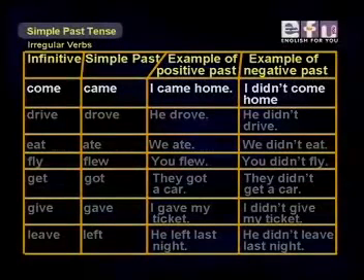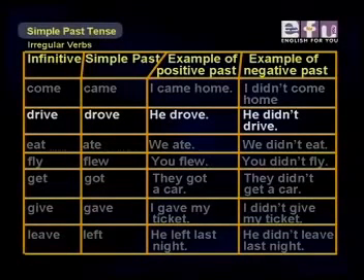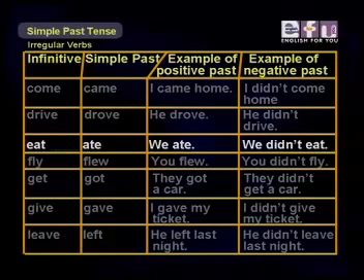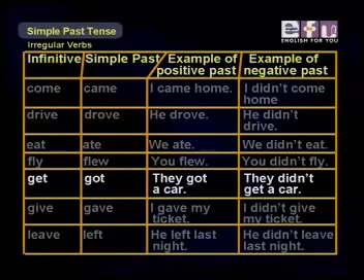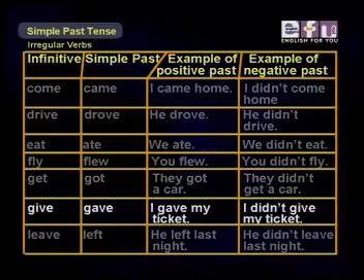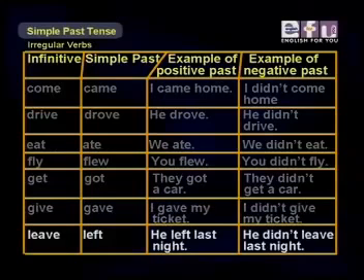I didn't come home. Next, drive, drove, he drove, he didn't drive. Next, eat, ate, we ate, we didn't eat. Fly, flew, you flew, you didn't fly. Get, got, they got a car. They didn't get a car. Give, gave, I gave my ticket. I didn't give my ticket. Leave, left, he left last night. He didn't leave last night.